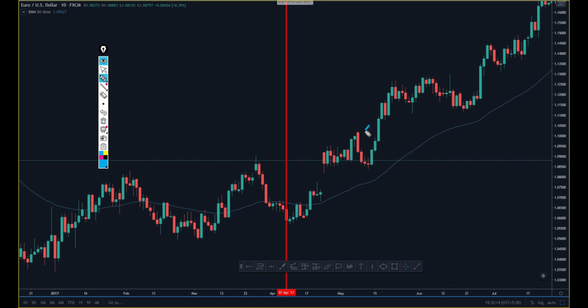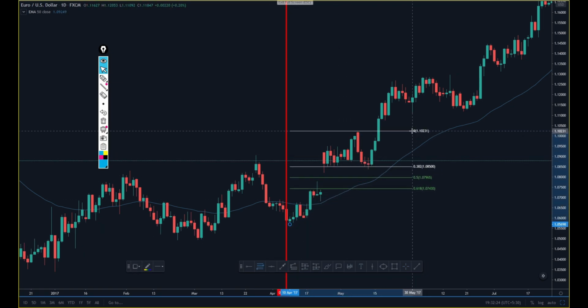At first, we are going to look if the pullback consists of at least 2 red candles in a row. And as we can see, there are more than 2 red candles in a row. Now we are going to see if the pullback touched our 38.2 Fibonacci level or more. And as we can see, it did touch our 38.2 level. Now we are going to mark our higher low with a horizontal line.